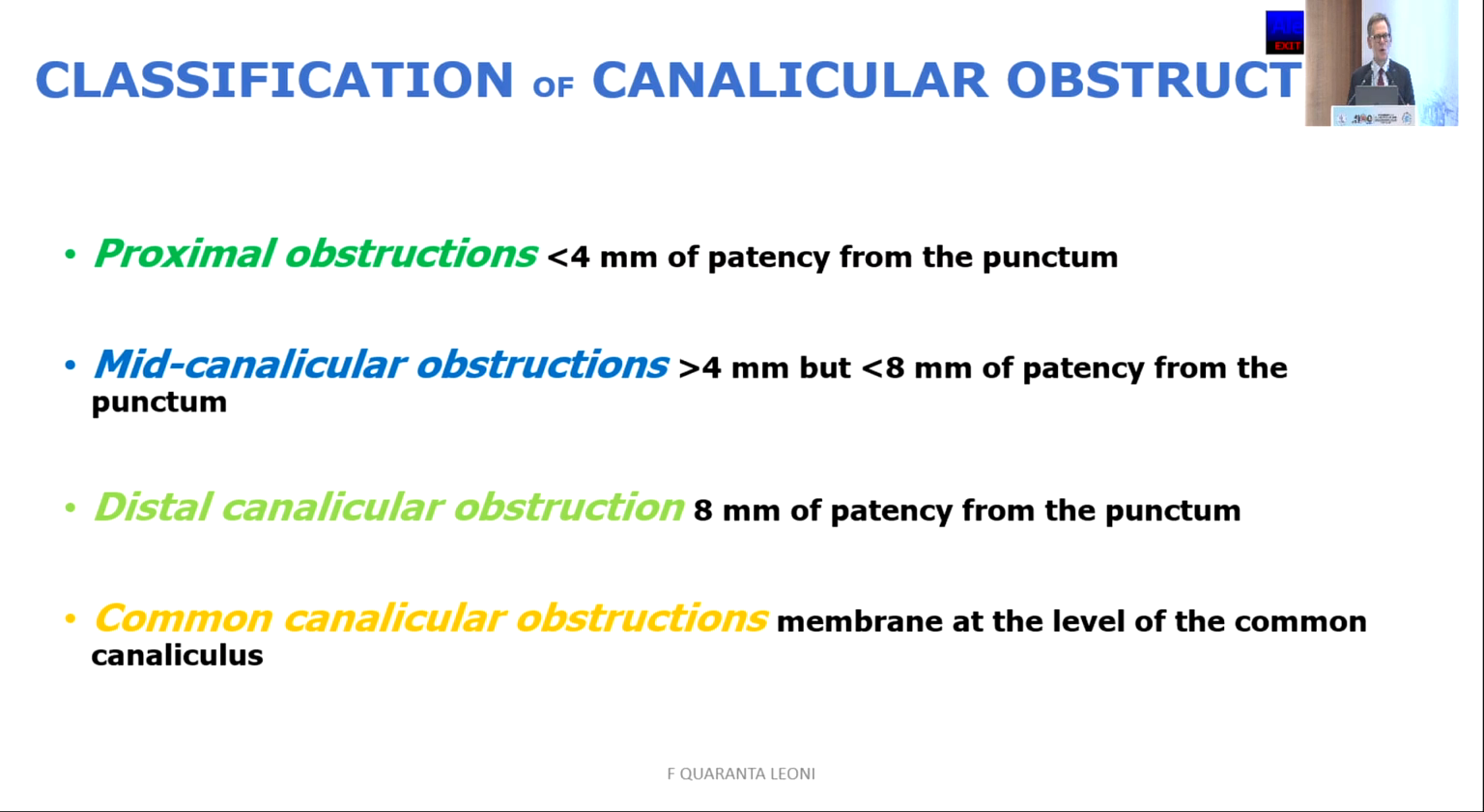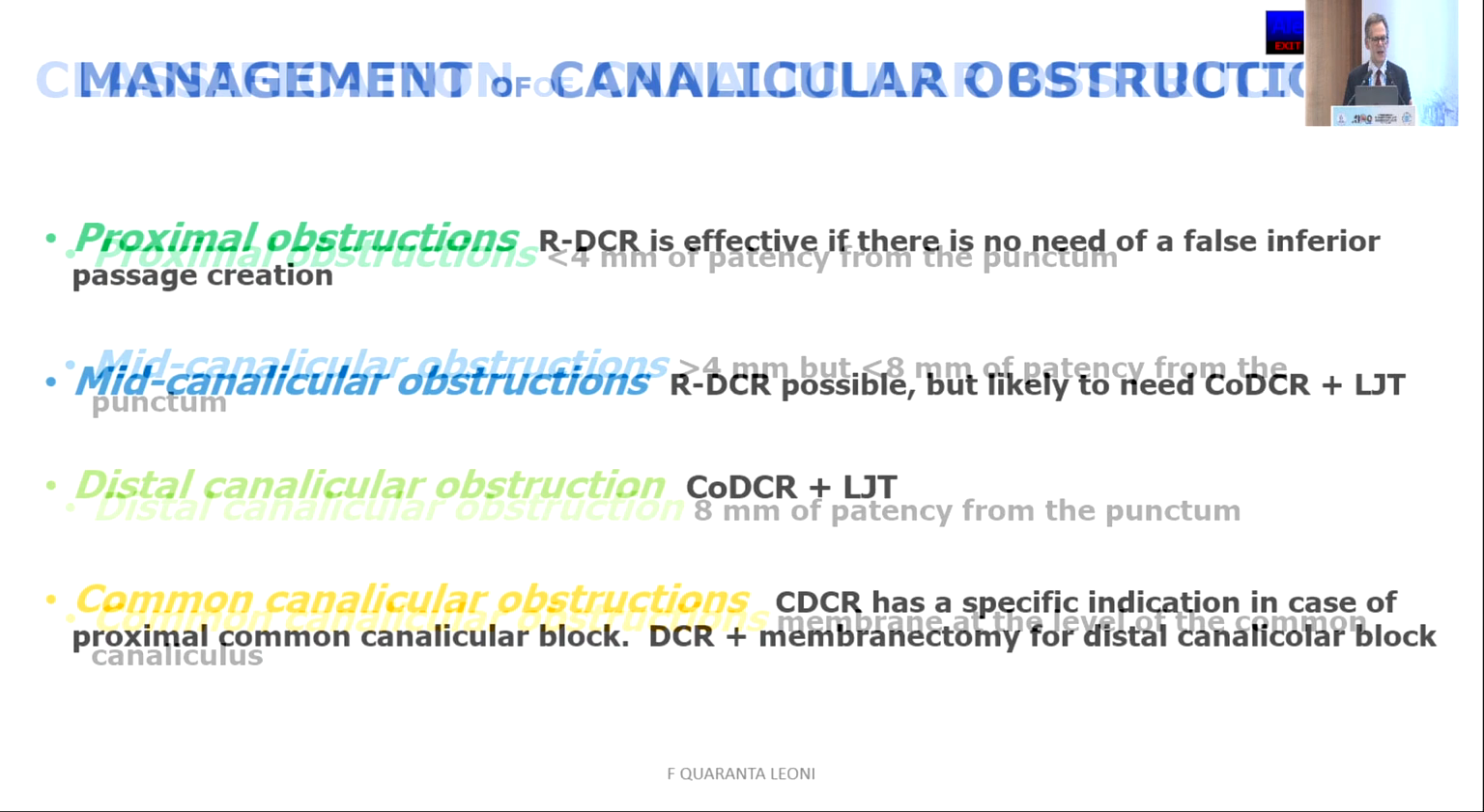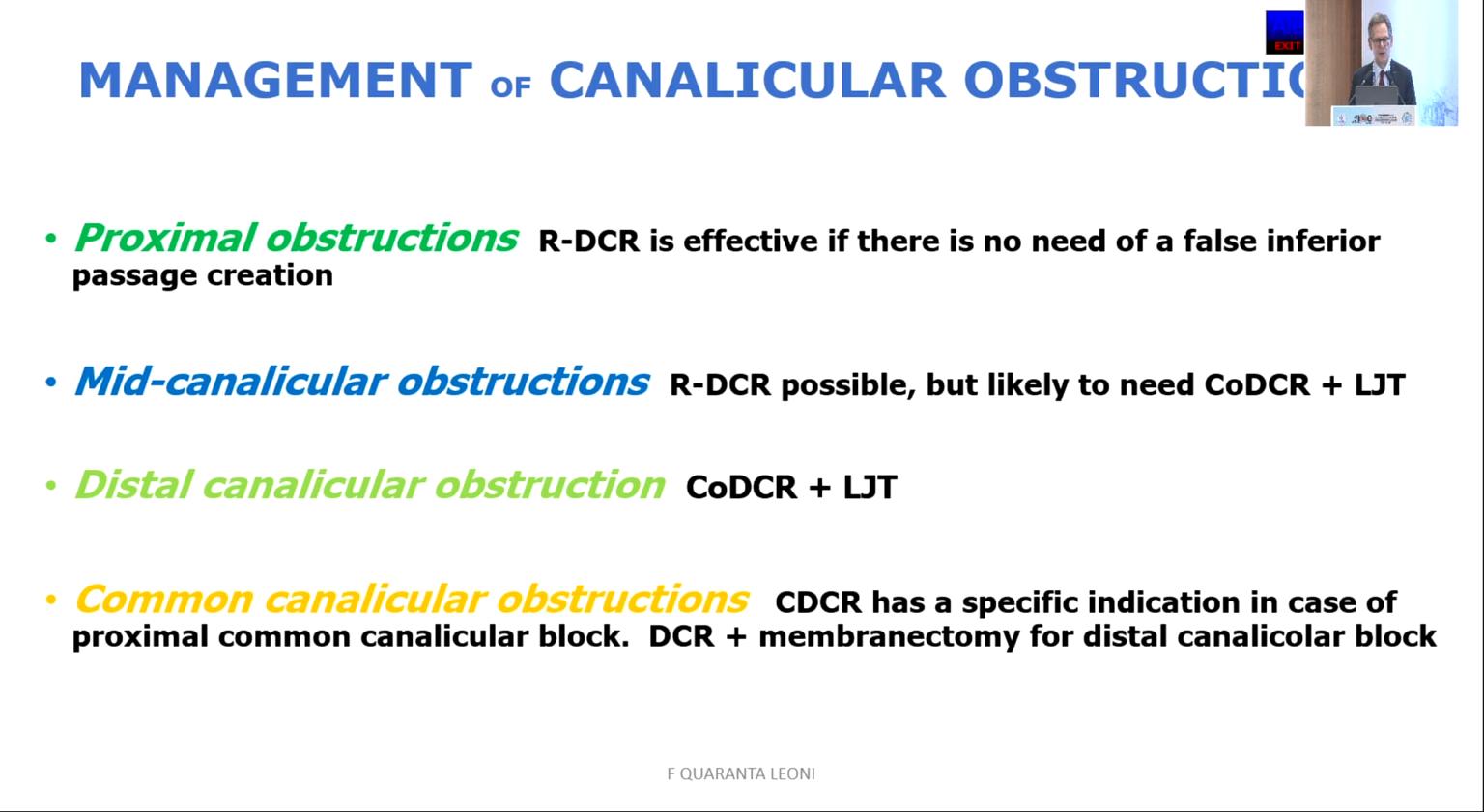So what does the literature say about what we can do? This is when we want to perform real surgery for canalicular obstruction. Retrograde DCR, which I'll explain a little better during my lecture, is very effective for proximal canalicular obstructions. For mid canalicular obstruction, this is possible, but most of these patients will need a Lester Jones tube. For distal canalicular obstructions, we can start proposing Lester Jones tubes. For common canalicular obstructions, we have to differentiate, as I mentioned, because a CDCR, which is canaliculo-dacryocystorhinostomy, is specific for lateral common canalicular obstructions, as opposed to DCR and membranectomy for a distal canalicular block. So we have to keep in mind all these options.